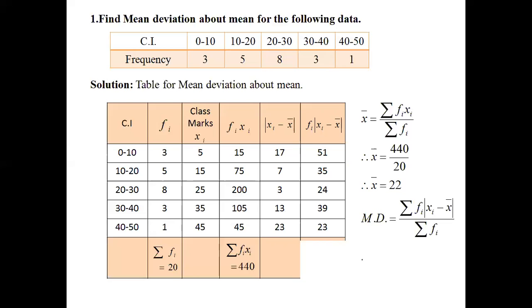At the last, take out its sum. The summation of fi into mod of xi minus x bar is equal to 172. Now just substitute the values here: the summation of fi into mod of xi minus x bar, which is 172, upon summation of fi, which is 20. So the mean deviation is 8.6. That is the final answer.